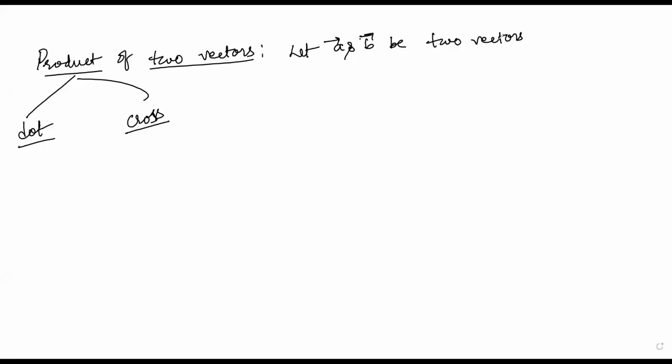Let A and B be two vectors. Then the dot product is represented like this: A dot B is equal to mod A mod B into cos theta. This is what the dot product is.